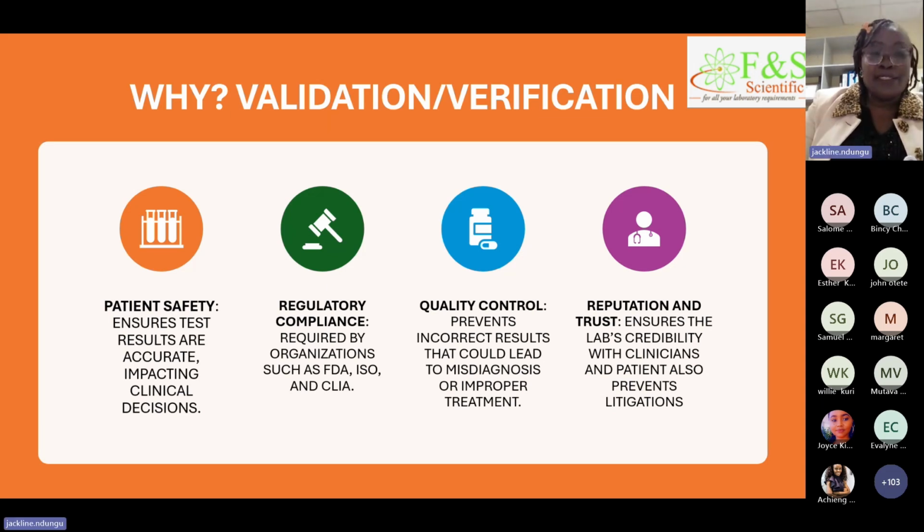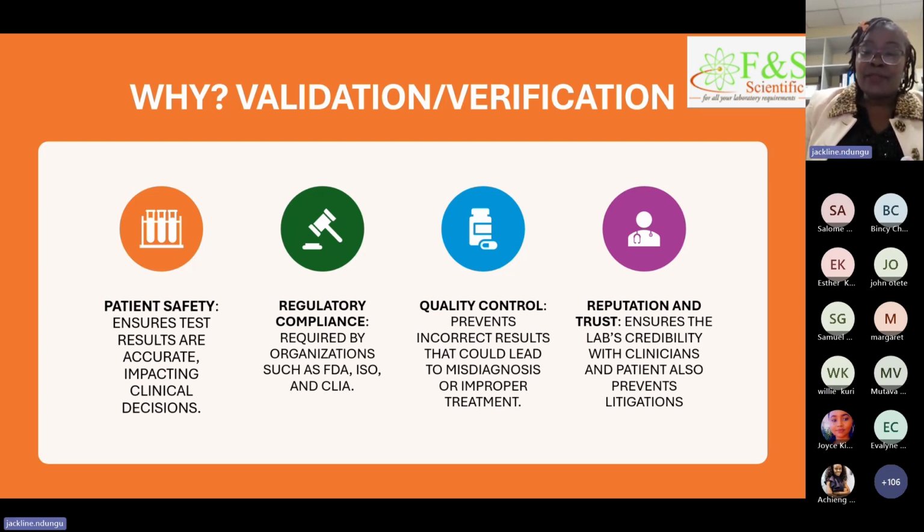Why should you do a validation? You want to do that validation or verification. I want to be using the word verification because verification is what we are confirming that the manufacturer has said that this equipment is accurate by this. This equipment is precise by this CV. We are trying to verify what the manufacturer has said. So we want to ensure that the results are accurate and impacting on all the clinical decisions that the doctor, or the clinician, will have to make.